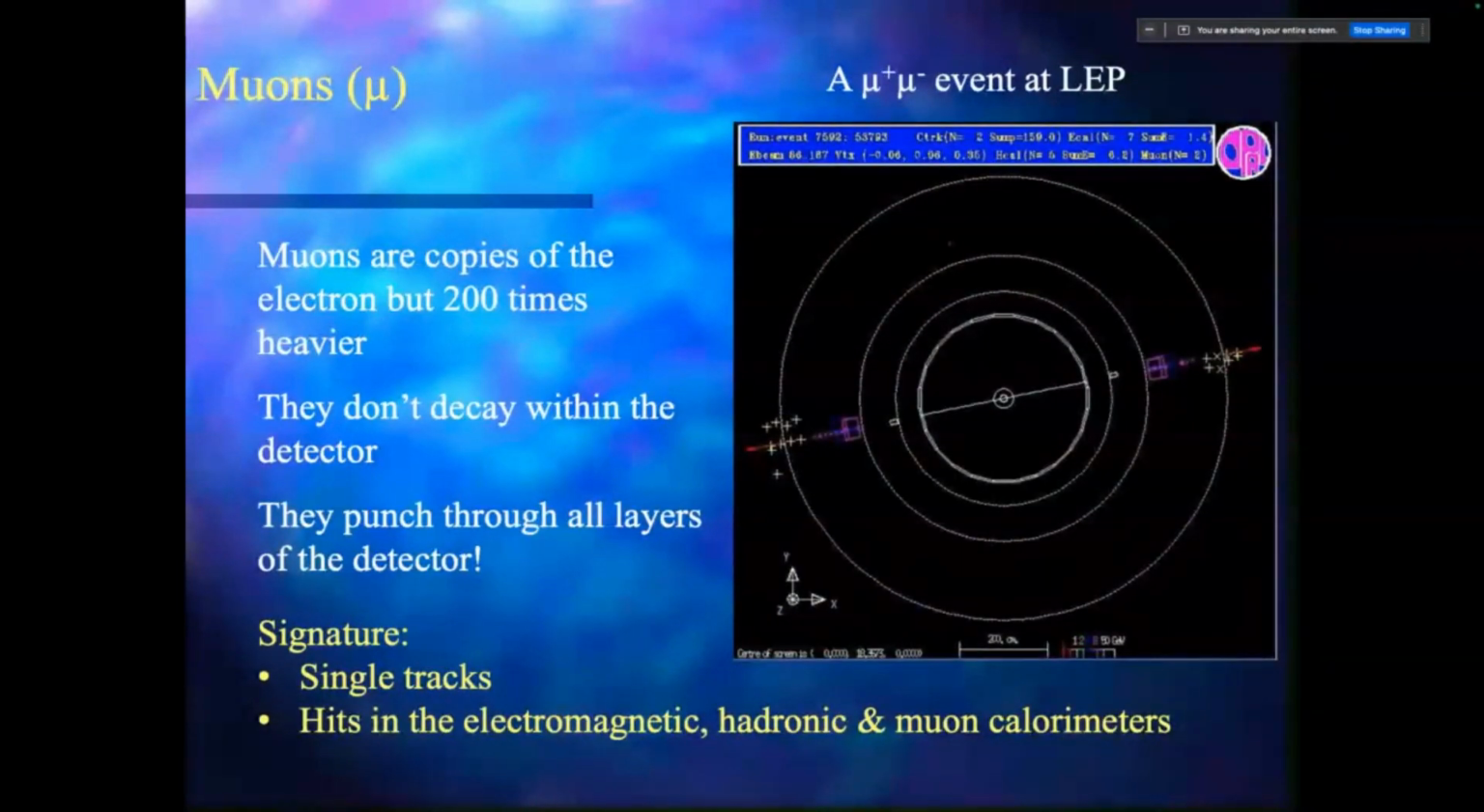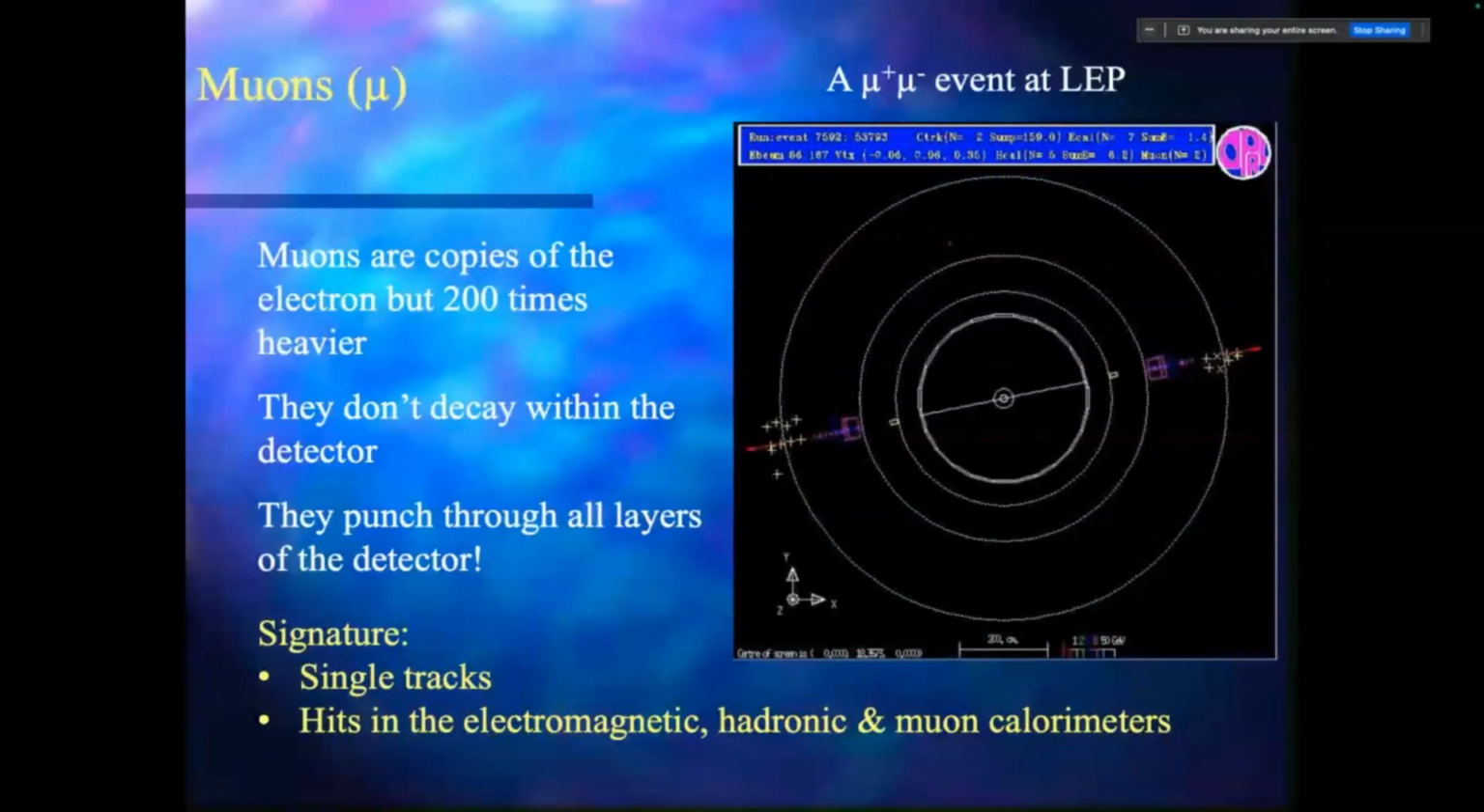Moving on to the muons. So as Nick mentioned, they're basically heavy copies of the electron. So they have all the same properties, but because they're 200 times heavier, they actually manage to punch all the way through to the edges of the detector. Once again, they don't decay, at least within the time it takes for them to get from the center to the edge of the detector. And so we tend to observe them as a charged particle passing all the way through.